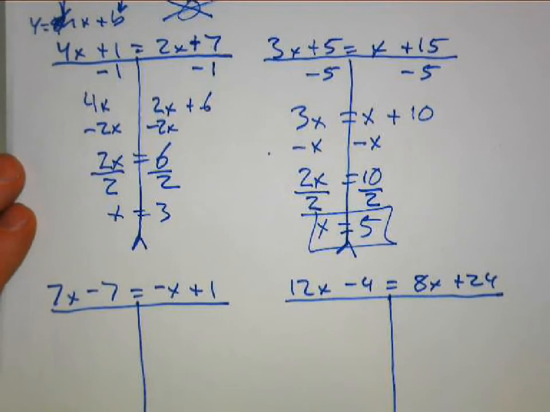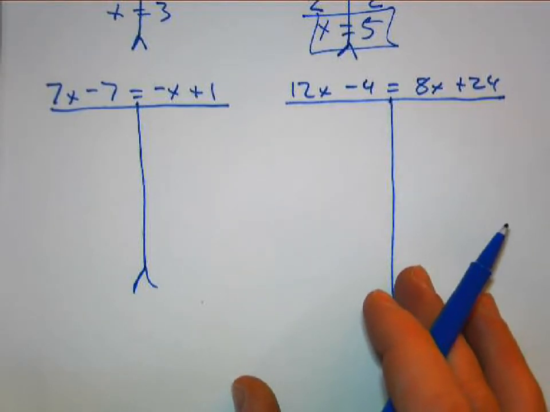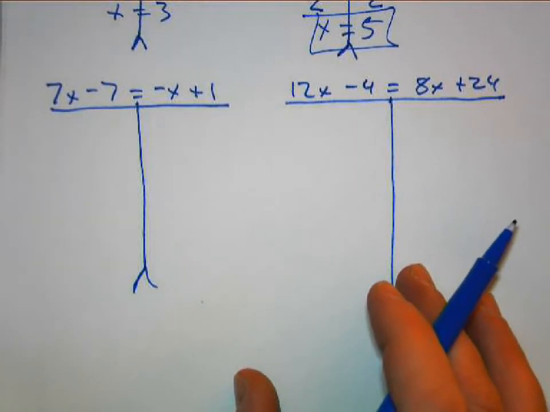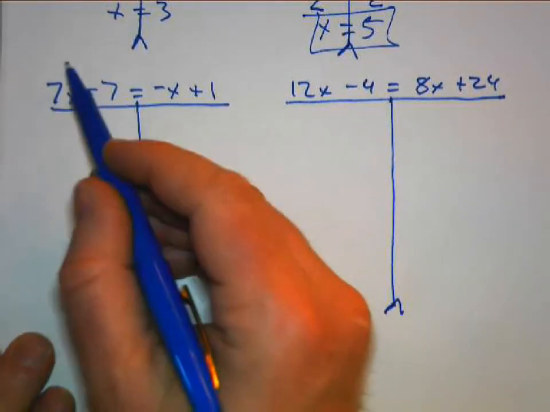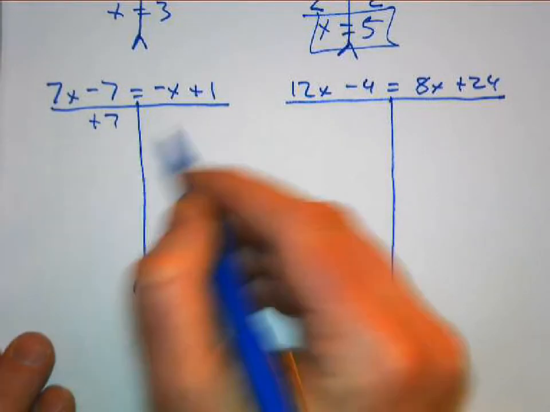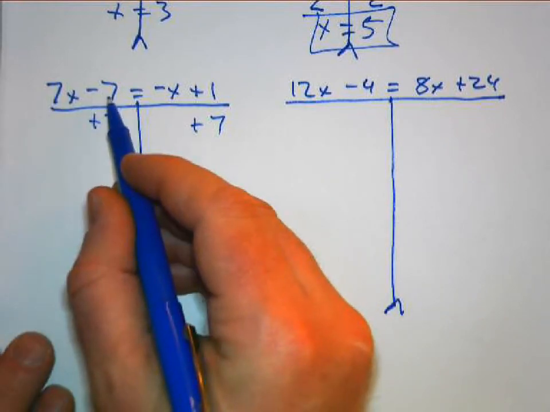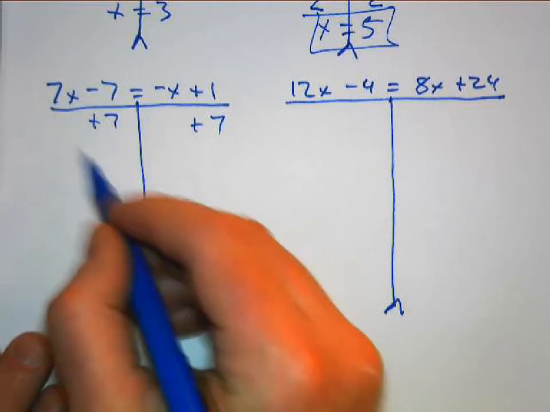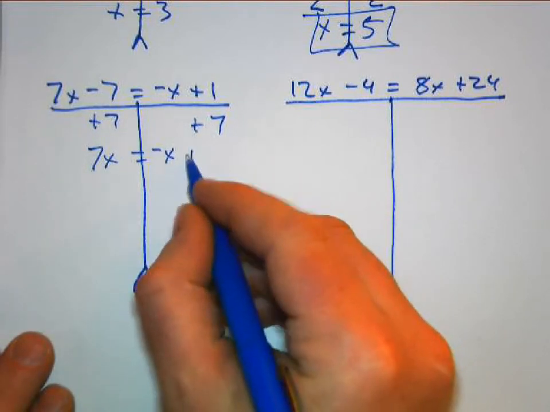Now, two more problems to go. Okay, 7x minus 7 equals negative x plus 1. So we start by isolating x. How do I undo minus 7? I add 7. If I do it to one side, I must do it to the other. What do I have on this side? Negative 7 plus 7 cancels each other out. We have 7x equals negative x plus 8.